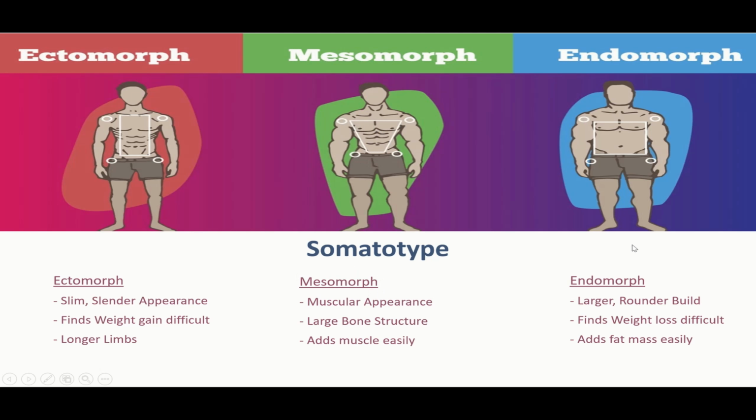And then we have an endomorph, who is a larger, rounder build, generally finds weight loss quite difficult, but can add fat mass and muscle mass quite easily. So this is known as an endomorph. Now, there may be people who fit directly into just one of these categories, okay? However, there is certainly some crossover between some of those characteristics, hence why people really do argue against whether somatotyping should be used at all when it comes to body composition assessment and looking at different body types.